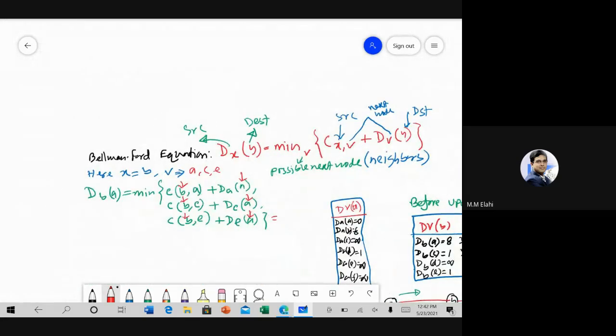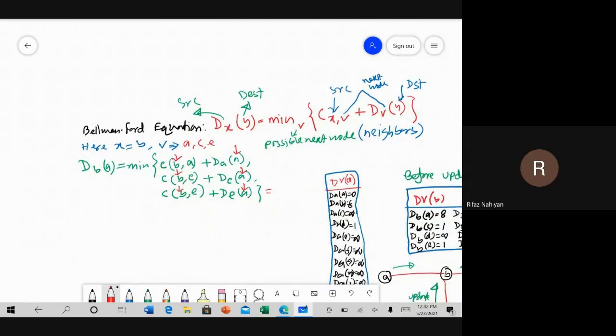Okay. Now, just put the values B to A, C, B to A. What's the value? Tell me. Sir, 8. So this is directly known. This directly known value is C. C is the direct value.